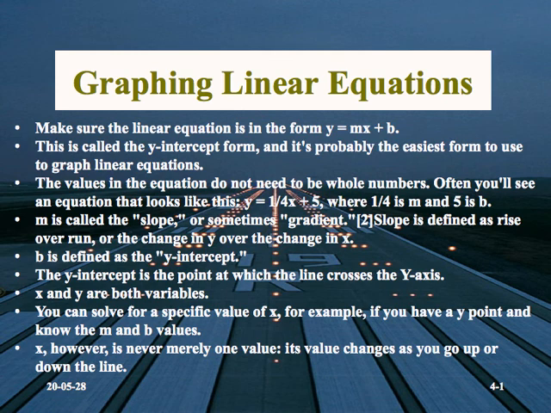5 is b. M is called the slope, or sometimes gradient, and slope is defined as the rise over run, or the change in y over the change in x. B is defined as the y-intercept. The y-intercept is the point at which the line crosses the y-axis.